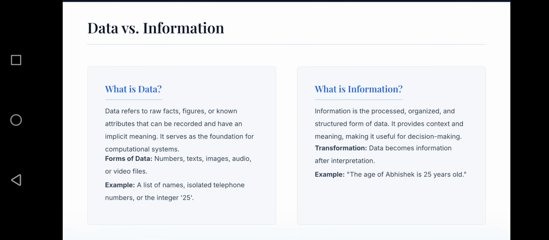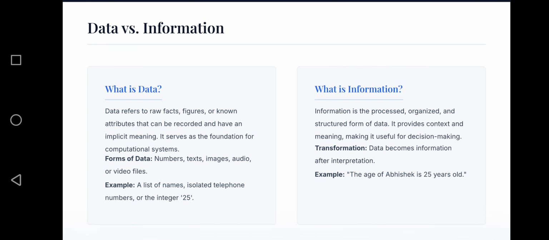Data is the raw fact or figure. So what is information? Information means processed data. Information is processed data. So here we have a definition for information: Information is the processed, organized, and structured form of data. It provides context and meaning, making it useful for decision making.